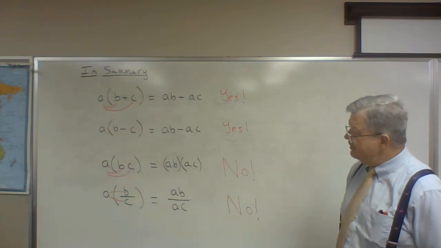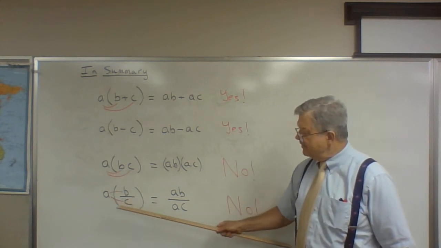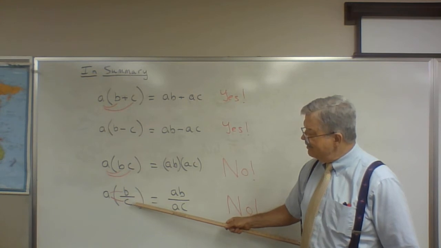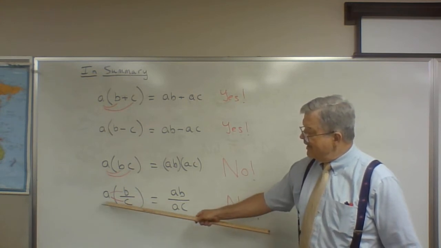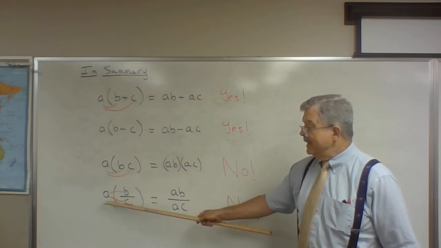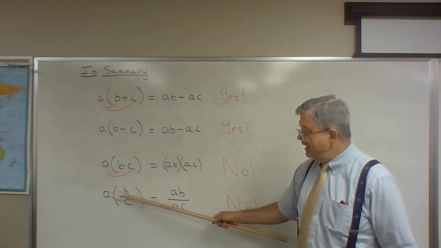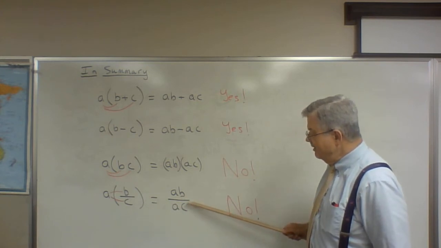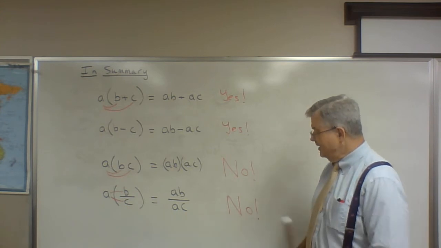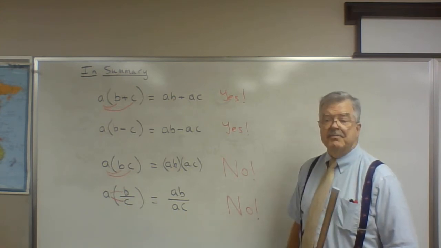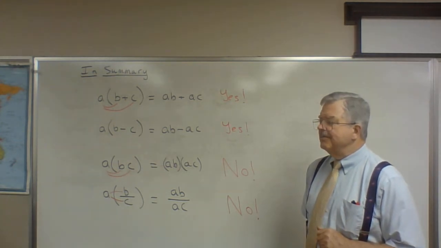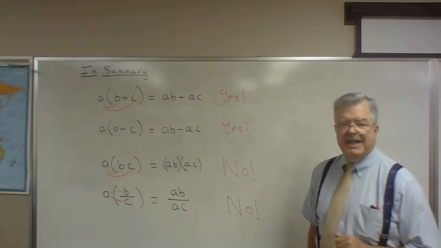And what else can't we do? We can't take a multiplier and distribute it to the numerator and denominator of a quotient. So if we have a multiplier times a quotient in parentheses, we can't distribute the multiplier to the numerator and divide it by the multiplier times the denominator. It does not work. Now I've said my piece. Let's look at some examples that we did Friday in class.